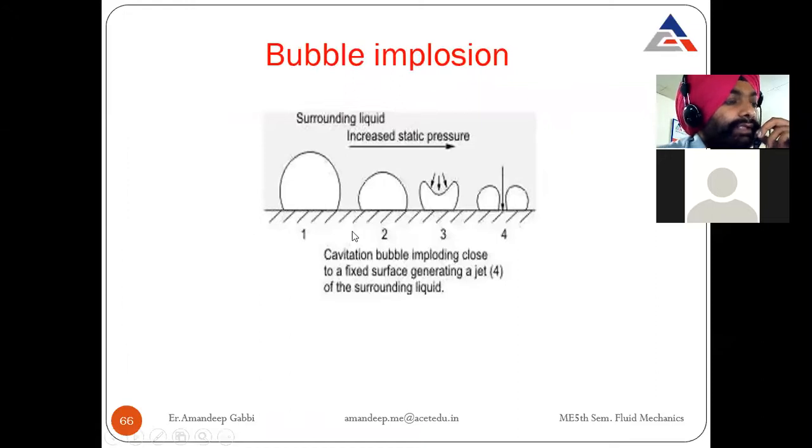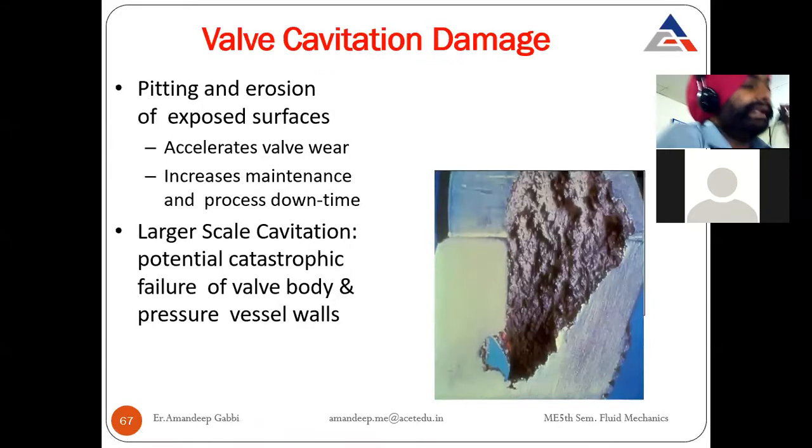Now this is the phenomenon of formation of cavity bubbles. Initially the bubbles form, then this bubble moves towards the high pressure region. Ultimately, they are going to break, and wherever this collapses, that particular region is prone to erosion and pitting. Pitting and erosion of exposed surfaces: when there is an exposed surface, due to cavitation there is an erosion of material.